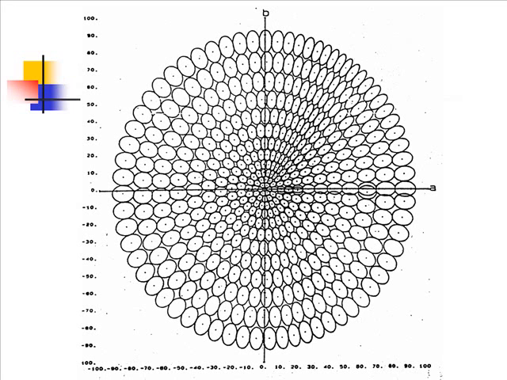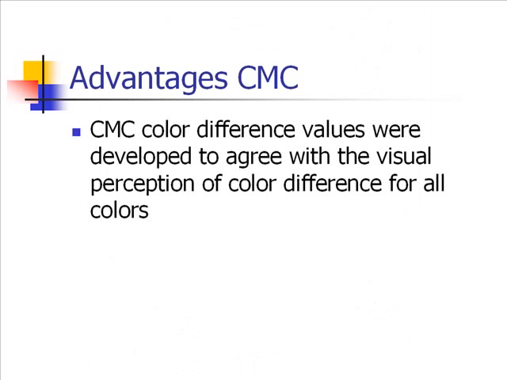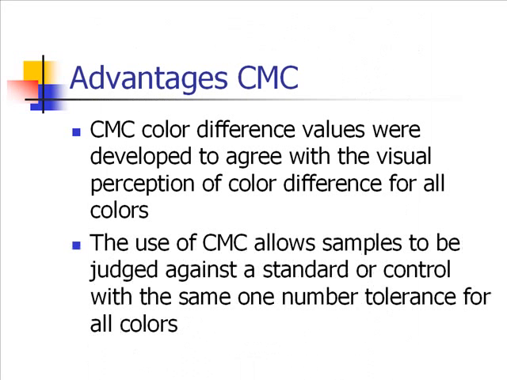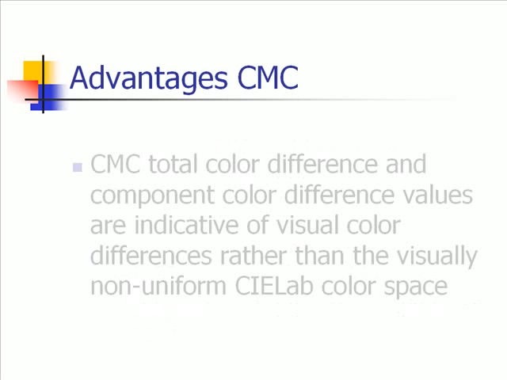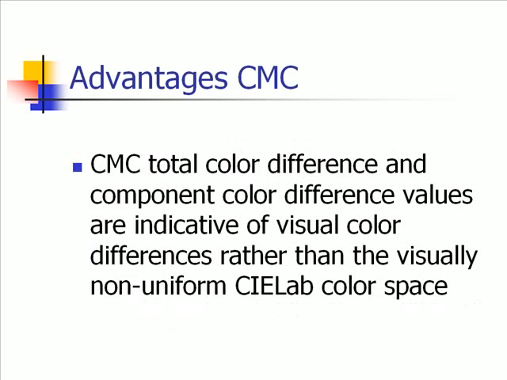Some advantages. The CMC color difference values were developed to agree with the visual perception of color difference for all colors. Use of CMC allows samples to be judged against the standard or control with the same one number tolerance for all colors. So now we're getting back away from, we had kind of gotten up to 12 numbers for our tolerance. Now we're getting back to one number for our tolerance. CMC total color difference and component color difference values are indicative of visual color differences rather than the visually non-uniform CIELAB color space. So it correlates better with the visual observations.